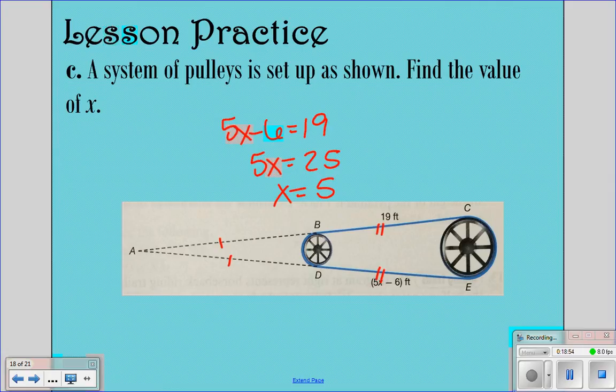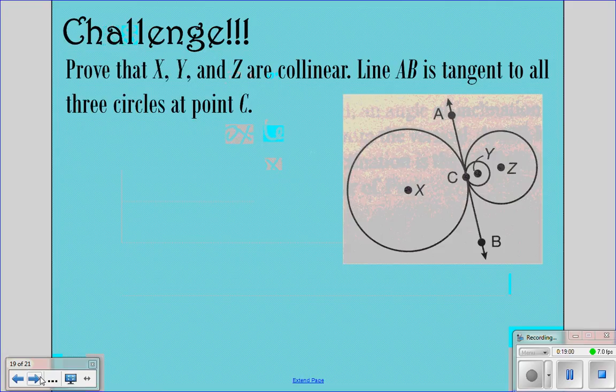Okay, so now we're going to look at the challenge question. So y'all can pause the video and think about this one for a minute, and then y'all unpause the video and I'll go over the answer for you. It wants us to prove that x, y, and z are collinear. It tells us that line AB is tangent to all 3 circles at point C. And so I'm going to read to you what the book has to say. You may have understood it and you may not have. It's okay if you didn't. It is a challenge question.